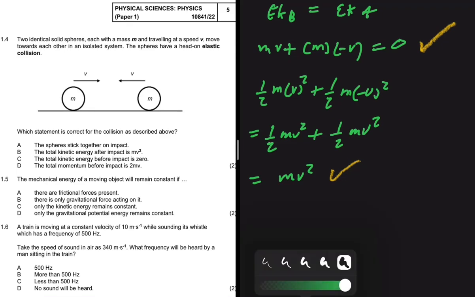Yes, that's what we have. The total kinetic energy before and after is mV squared. So 1.4, we don't even have to go through the other options. Our answer is B. We have proved that beyond reasonable doubt.